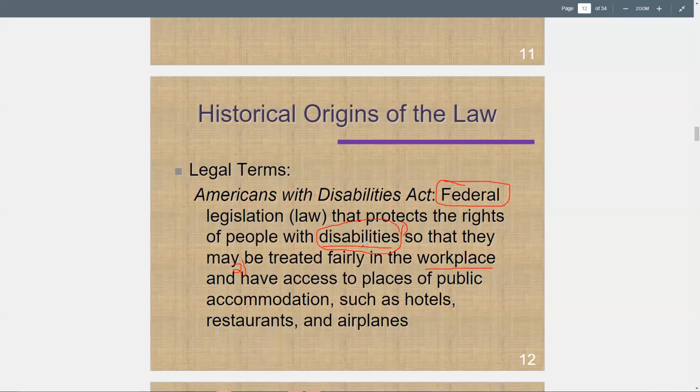Or let's imagine somebody who has a learning difference, a learning disability. Perhaps this person has dyslexia, or perhaps this person is autistic, or perhaps they have a mental health disability. Perhaps this person is schizophrenic or has depression or something along those lines.